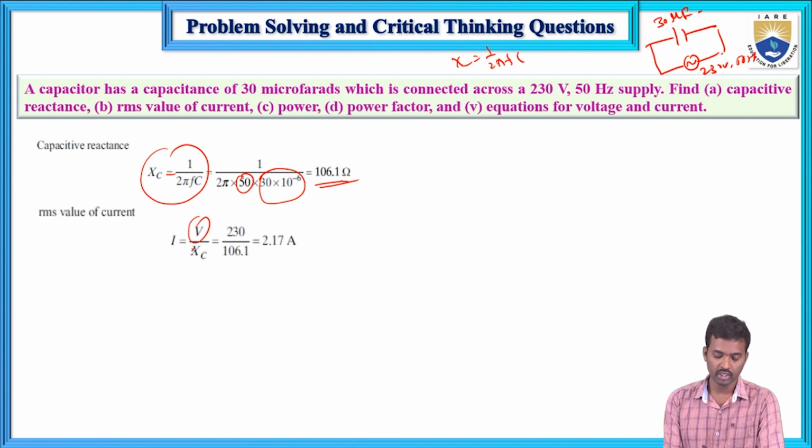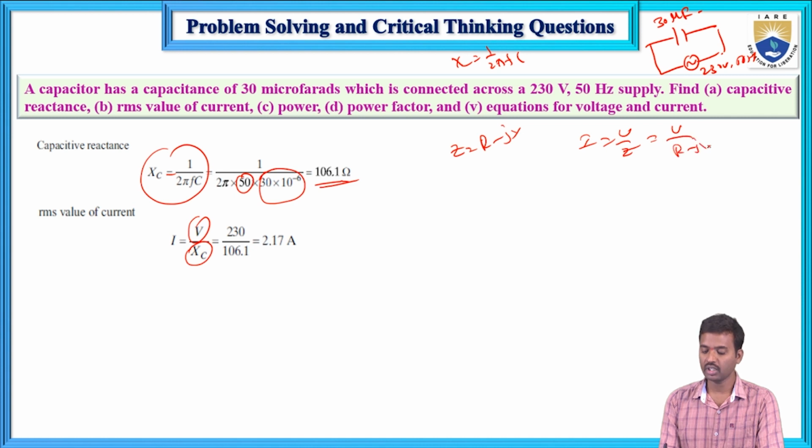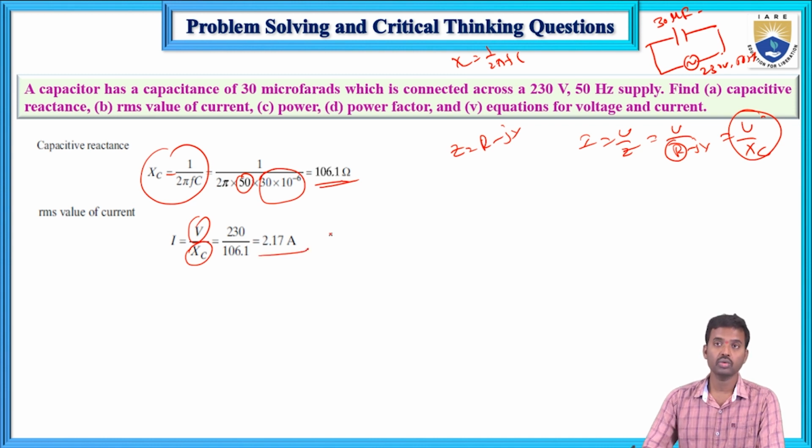Next, what about the current value? Current equals V by Xc. Z equals R minus jXc, so I equals V by Z. The R is negligible, and we will consider V by Xc only. So I equals V by Xc, that equals 230 by 106.1, and that value equals 2.17 amperes.